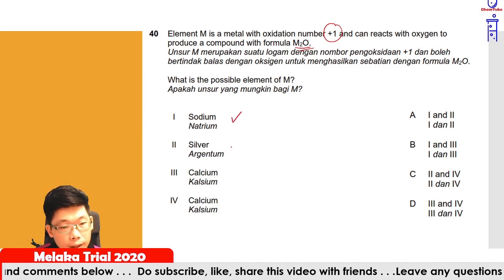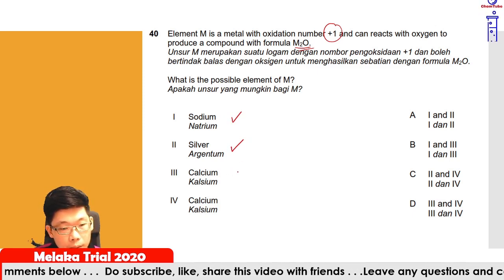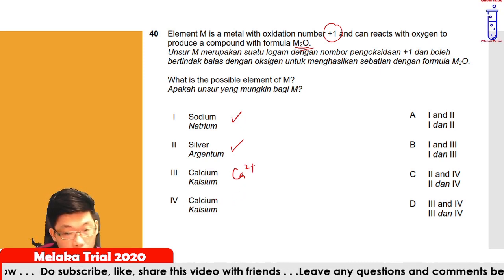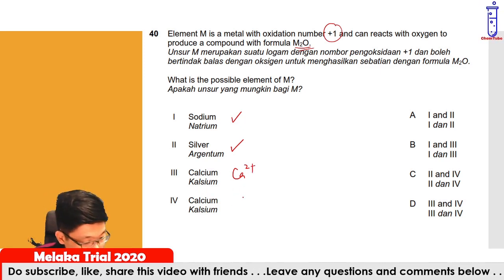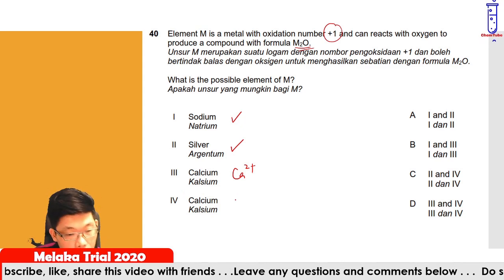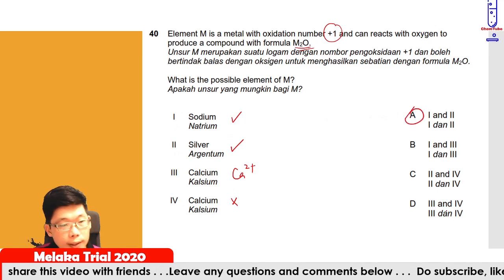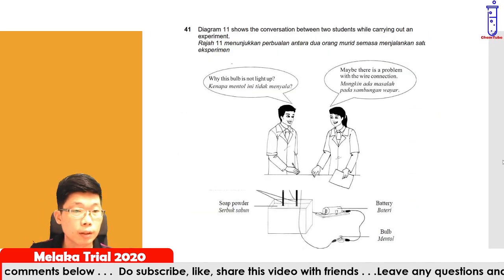Group 1, silver also possible. Calcium, no, because calcium is 2 plus. Okay, 3 and 4 are the same. I think there is some typing error. So it should be 1 and 2, and that is the answer.